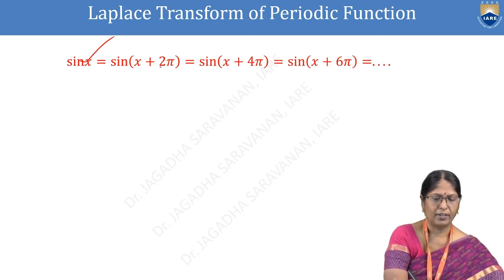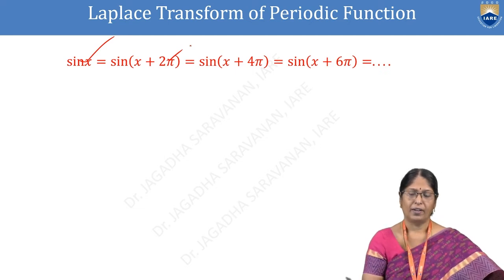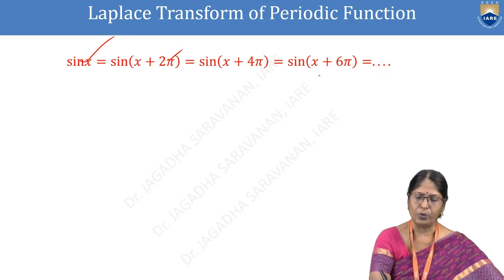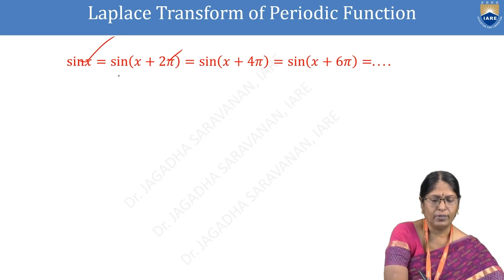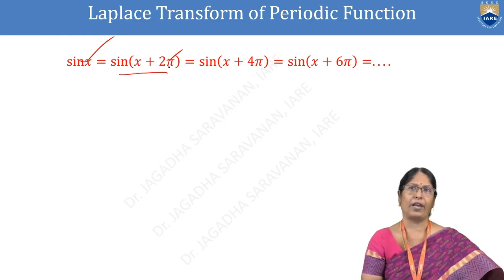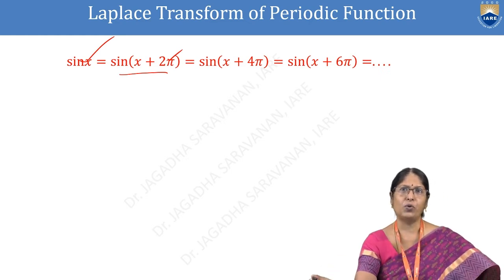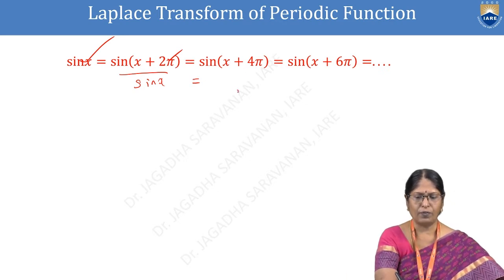So, sin x, next sin of x plus 2 pi, next sin of x plus 4 pi, equal to sin of x plus 6 pi. Now, if we solve, we know sin of x plus 2 pi: the 2 pi is 2 into 180, 360. So 360 plus theta, the same one will be coming, sin x. Now, this is sin of x plus 4 pi.